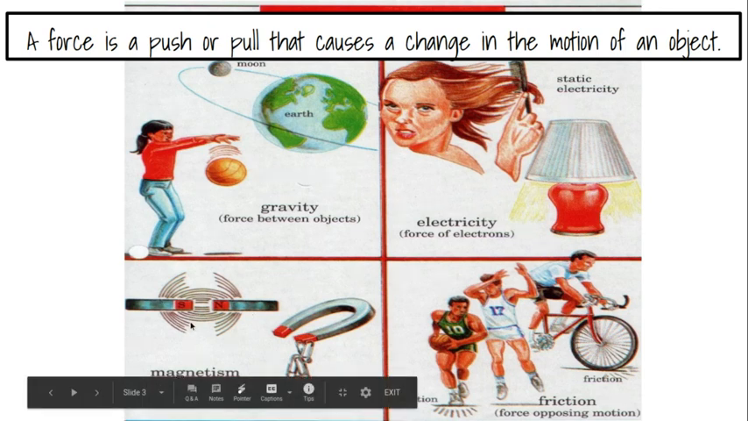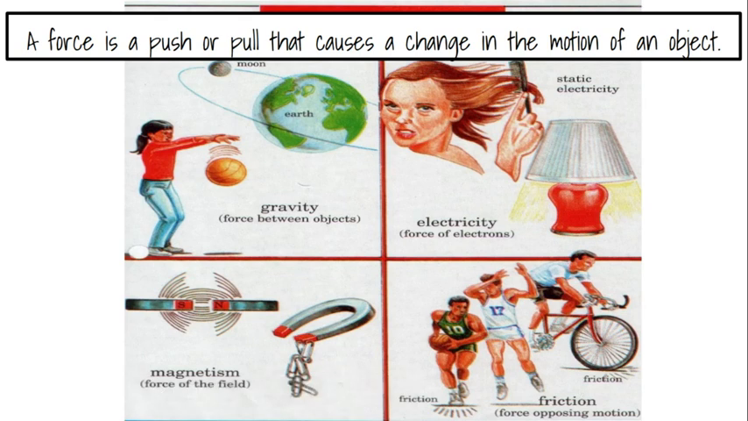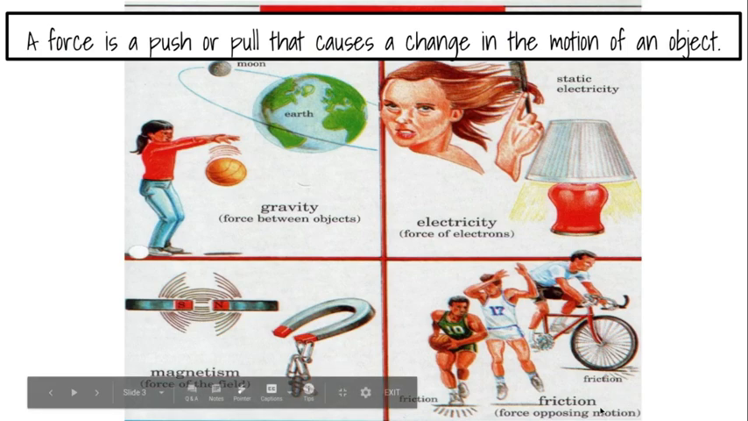Then we also have magnetism. We're pretty familiar with that one. Magnets, or things that are magnetic, will pull together. And again, that's that pull that will cause a change in motion. And finally, friction is one that we don't necessarily think about too frequently. However, it is a force that will cause a change in motion. Pretty much it's the force that opposes motion. It is going to slow things down.